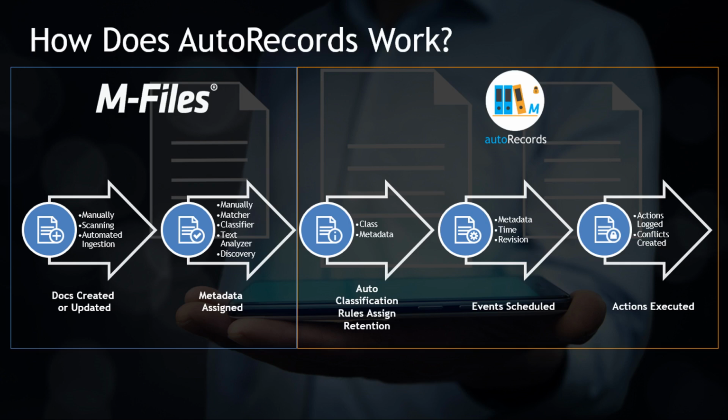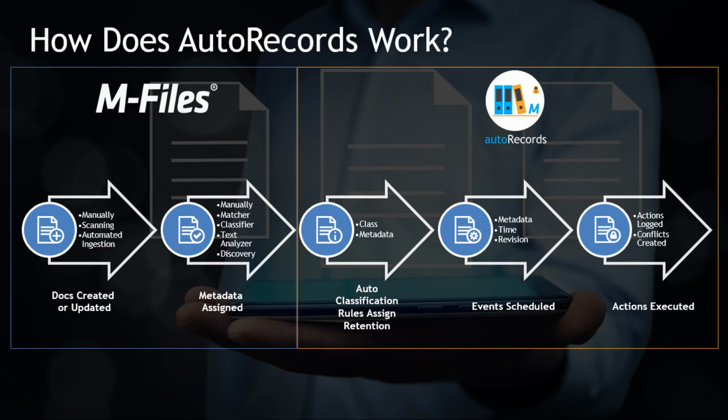M-Files handles all of the document creation and content management tasks such as creating content, versioning, metadata assignments, and updates. The M-Files artificial intelligence tools can also be used to help discover and assign metadata automatically. Once the document is created with the appropriate metadata, AutoRecords takes over. Using simple rules that records managers create and maintain, the content is automatically assigned to a retention category based on the metadata that's associated to the content.